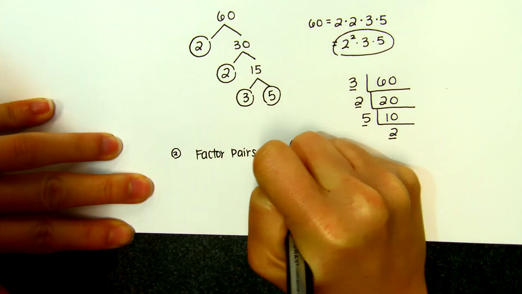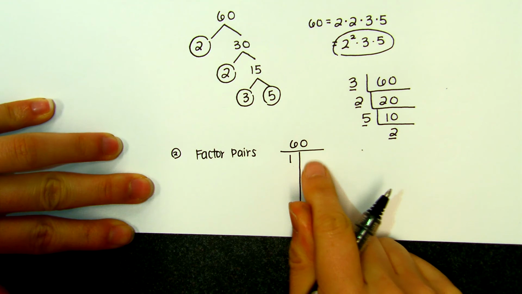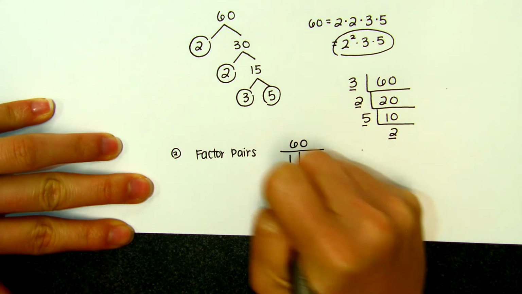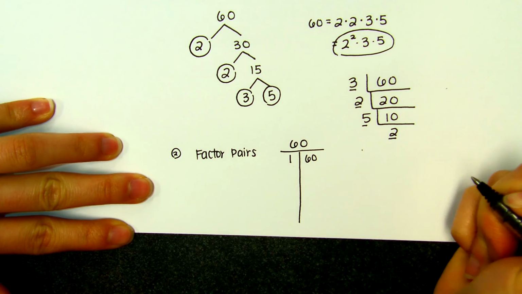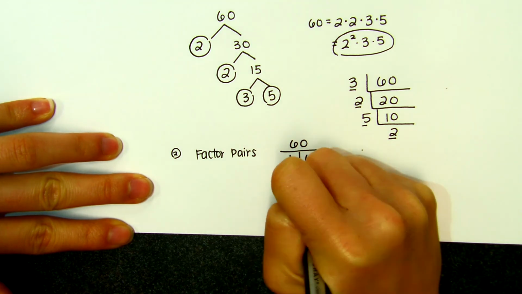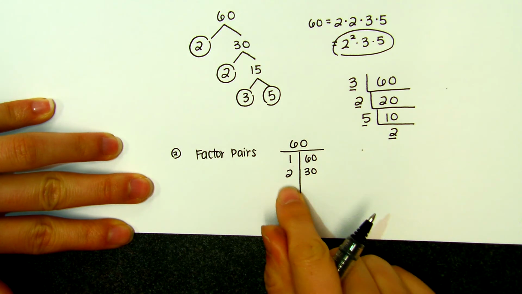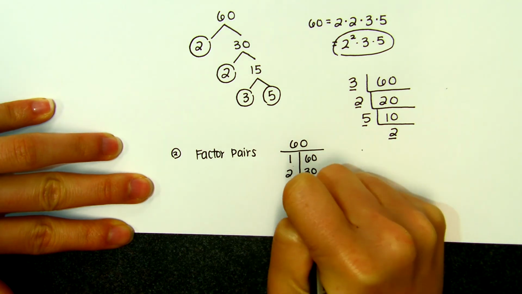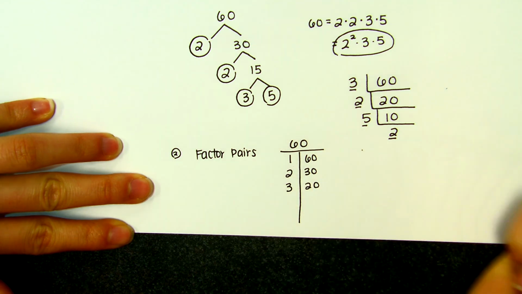I like to start off with 1. 1 and what gives me a factor pair of 60? That means 60, because 1 times 60 is 60. Is 2 a factor? The answer is yes. 2 multiplied by what gives me 60? The answer is 30. Is 3 a factor? Yes. 3 times what gives me 60? It's 20. Is 4 a factor of 60?